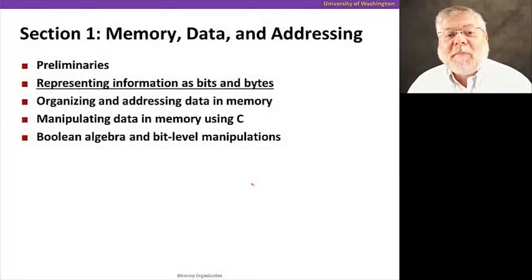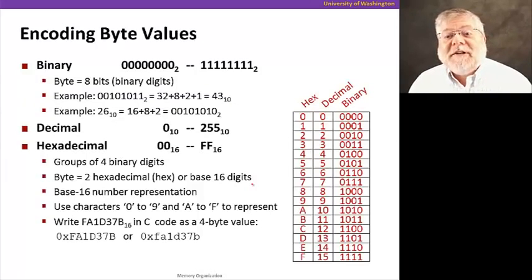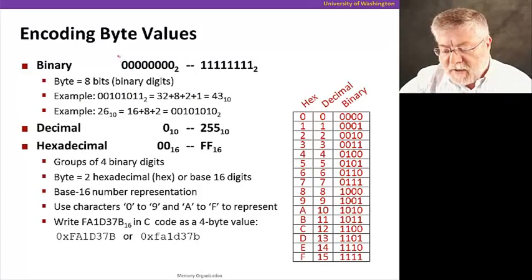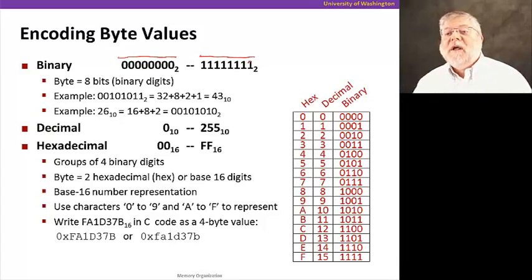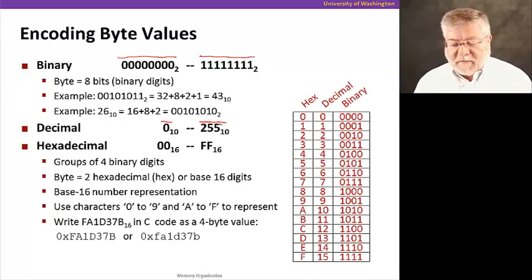Let's take a look at how we represent information using these zeros and ones, these low voltages and high voltages. We're going to group our binary digits, bits, into groups of 8 that we're going to call bytes. And if we do that, you'll notice that we can have a range of values that go from 00000000 to 11111111. And that gives us a range for the kinds of numbers we can represent in a single byte. That's going to correspond to 0 decimal to 255.